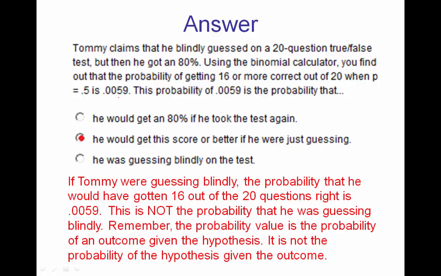So this is not the probability that he would get an 80% if he took the test again. It is also not the probability that he was guessing blindly. The assumption is that he was guessing, and we want to know what is the likelihood that he would get an 80% given that he's just guessing.